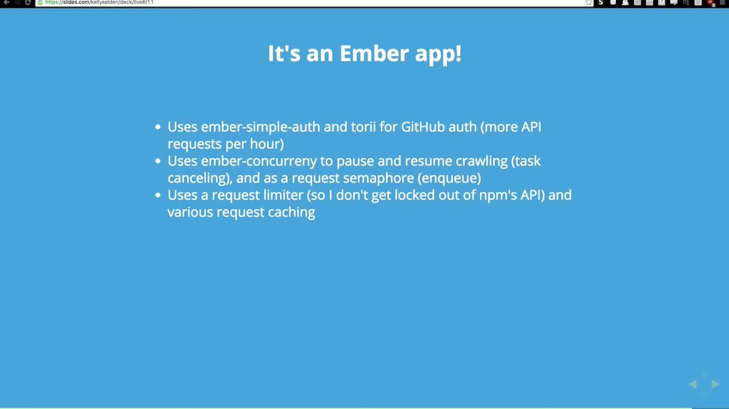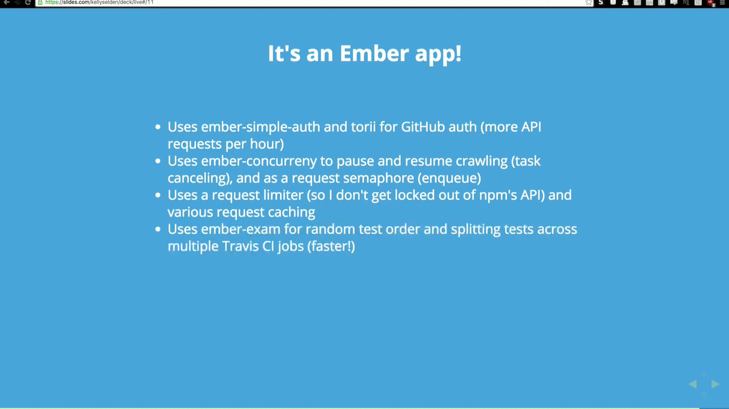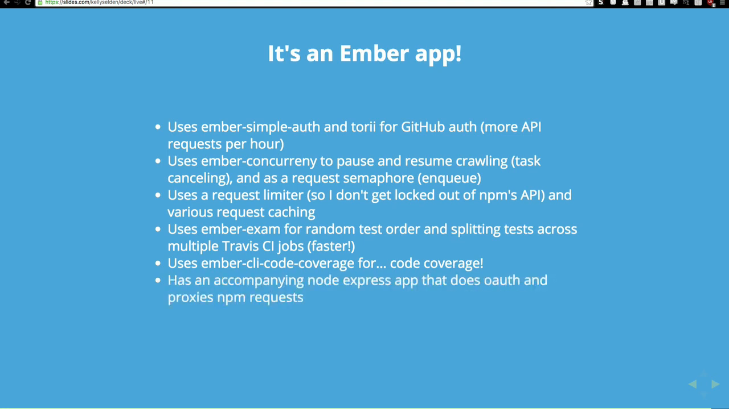I use the request limiter at 50 milliseconds per request, so I don't hammer NPM's API and get locked out. And it uses various request caching. It has a memory cache, and it throws all of your request responses into a memoize function. Uses Ember Exam for random test order. It splits the tests across multiple Travis jobs. Uses Ember CLI Code Coverage for, you can guess. Has an accompanying Node Express app that does the OAuth and the proxying of the NPM requests. If you haven't noticed, it could use some CSS.